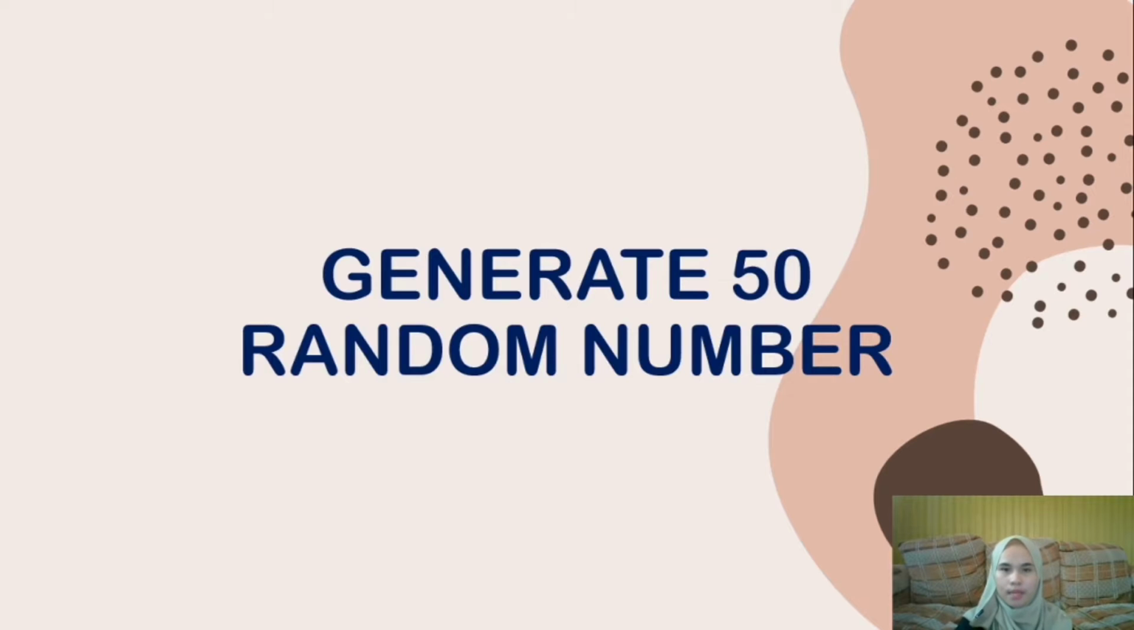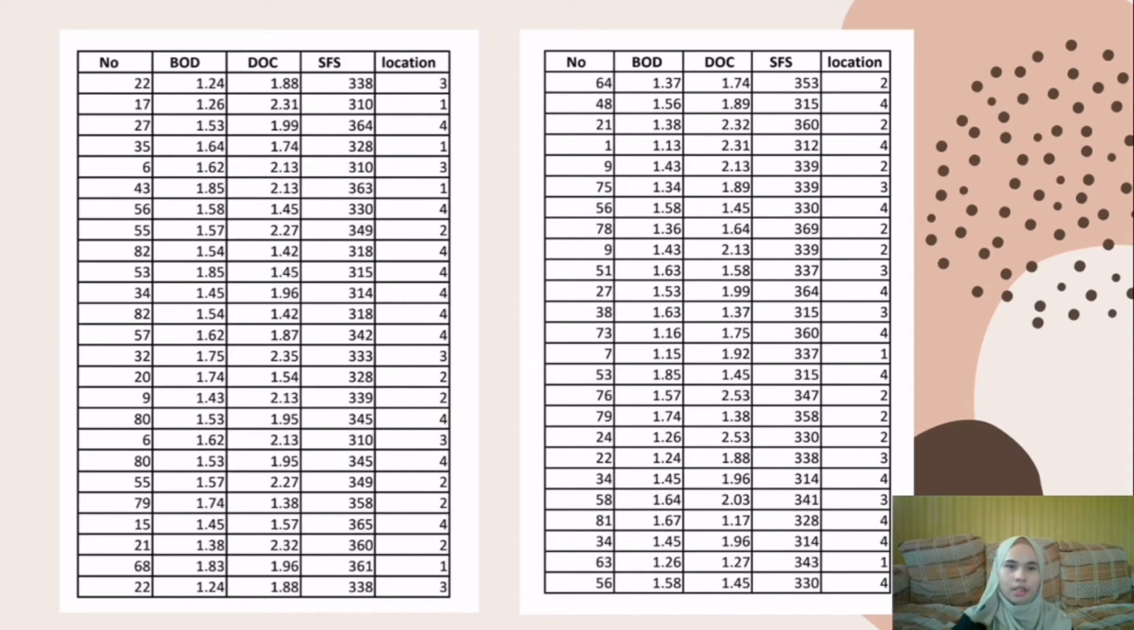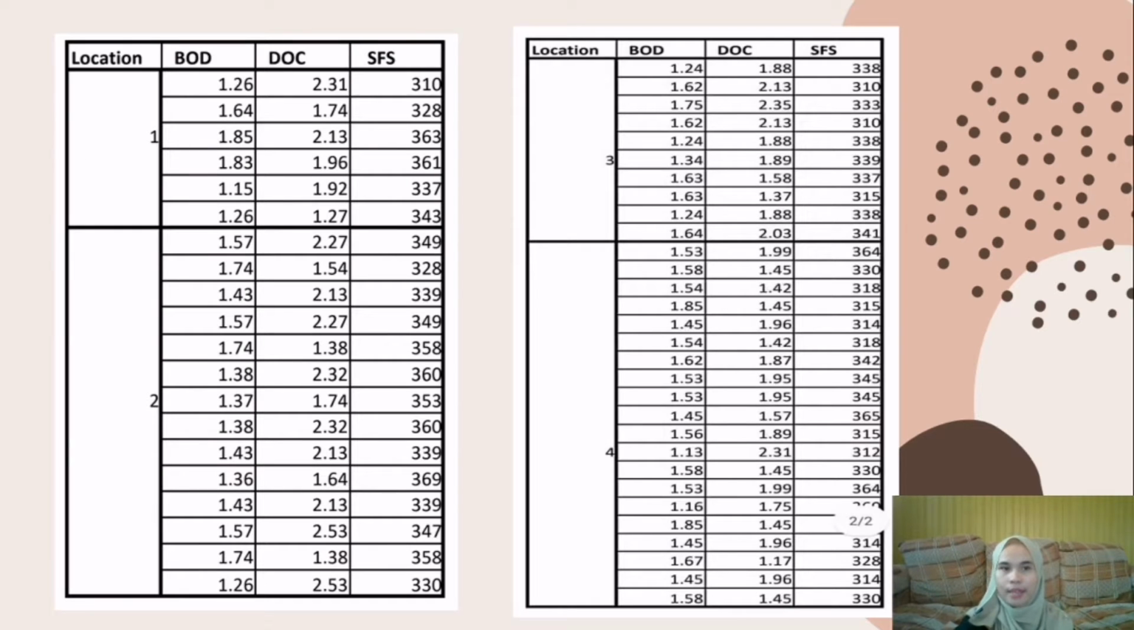So, the first step is we need to generate 50 random samples from the 84 data that are given to us, and we use an online generator. So this is the 50 data that we get. After that, we classify the data into 4 groups, which are location 1, location 2, location 3, and location 4, to enable us to do the other questions.